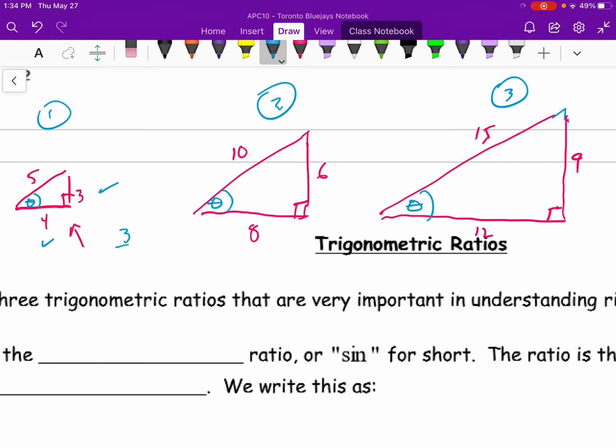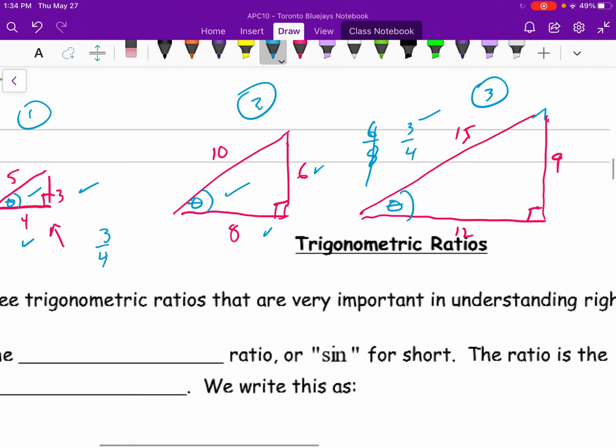That ratio is 3 over 4. Now I'm going to do the same for each triangle. So that ratio is 6 over 8. Well, 6 over 8 simplifies to 3 over 4. So the same angle will have the same ratio.